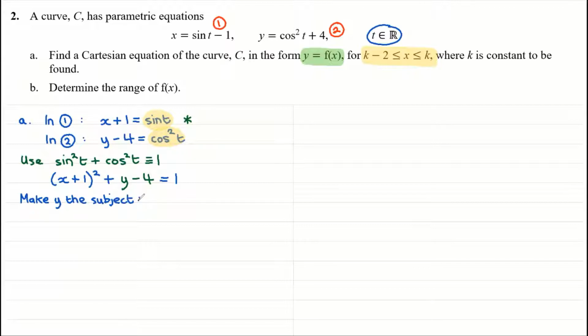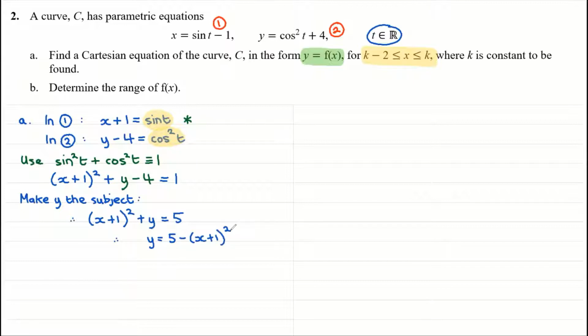Now, in this case, the first thing I'm going to do is add 4 to both sides. So therefore, we're going to have (x plus 1) squared plus y. If I add 4 to both sides, that clears the 4 on the left, but I'm going to have 5 on the right-hand side. And then I can subtract the (x plus 1) squared. So therefore, y is going to equal 5 subtract (x plus 1) all squared.